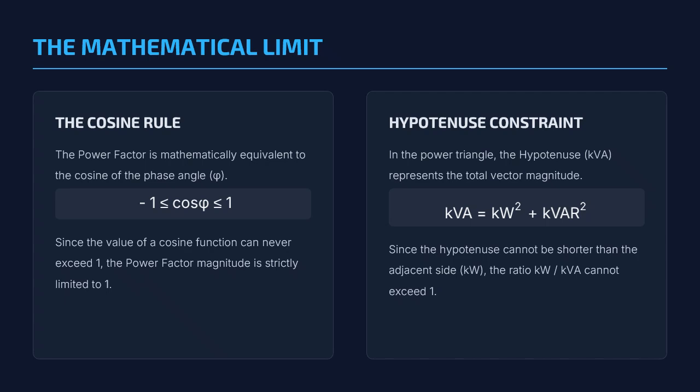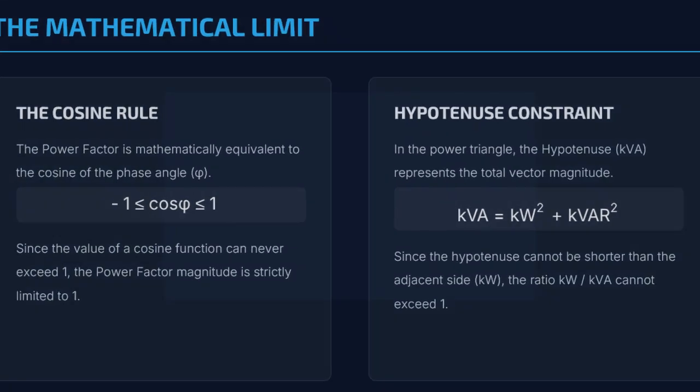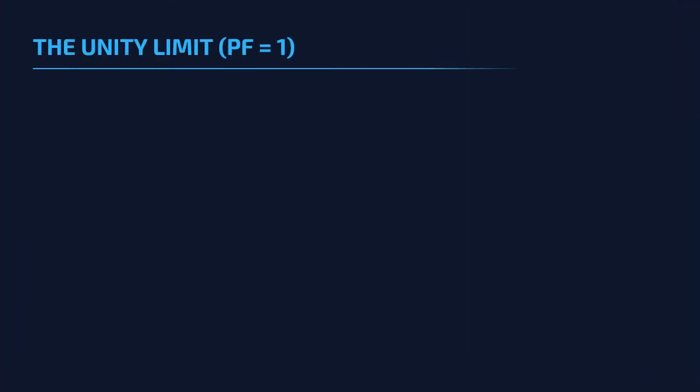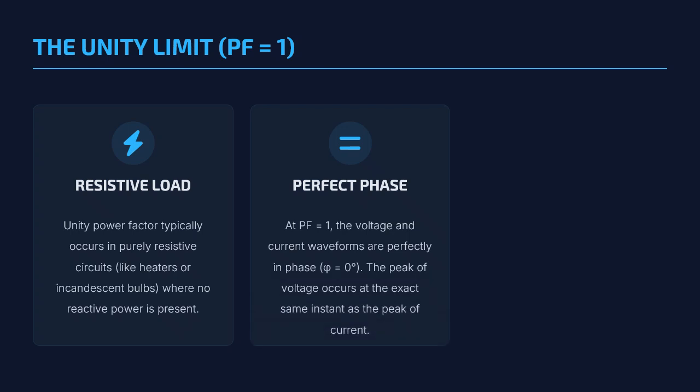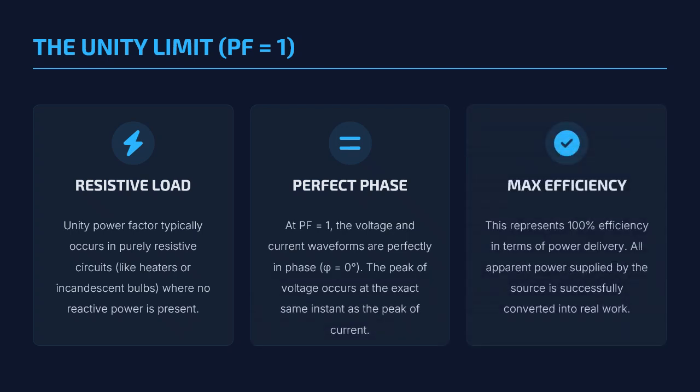The unity limit. PF equal to 1, the maximum theoretical value, is called unity. This occurs in a purely resistive circuit, like a heater, where voltage and current are perfectly in phase. At this point, efficiency is 100%, meaning every bit of apparent power supplied is being converted into useful work.